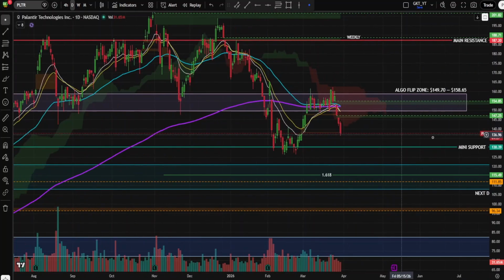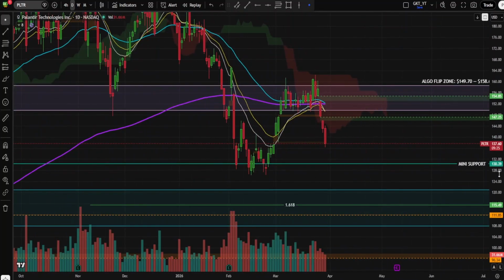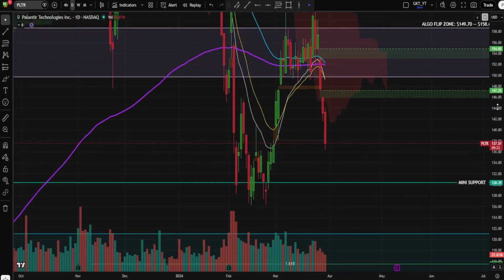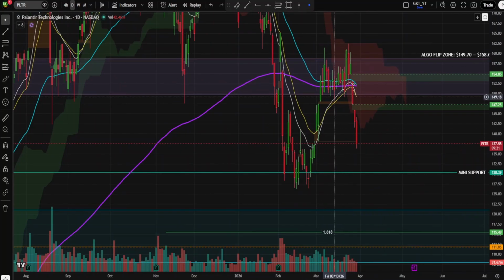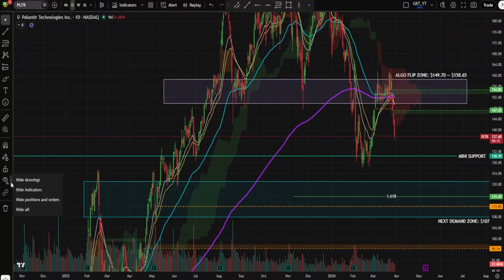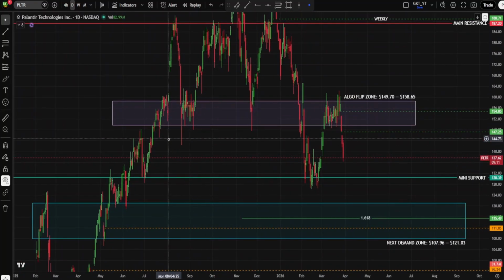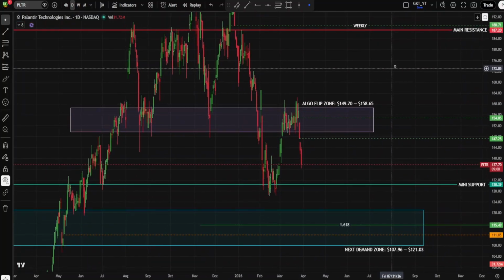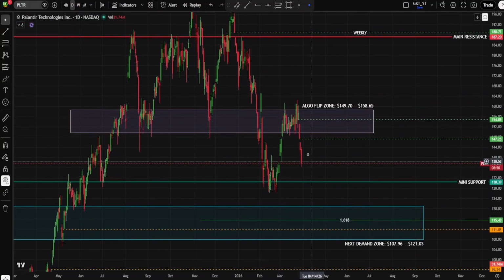You could see today in the chart, we just closed this daily gap here, after being rejected by this algo flip zone, which is from about 150 to 159. And when I say algo flip zone, you could see the price either get supported here or rejected. And you could see even here, we had a gap up and we had a gap up here as well, just to get out of this zone. And now we are below this zone.